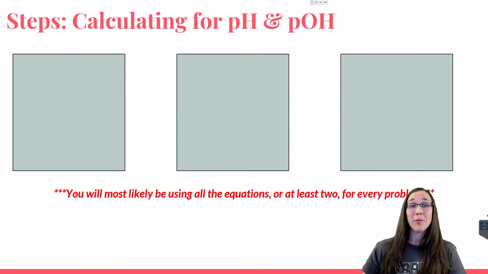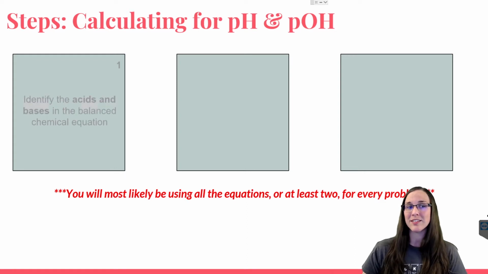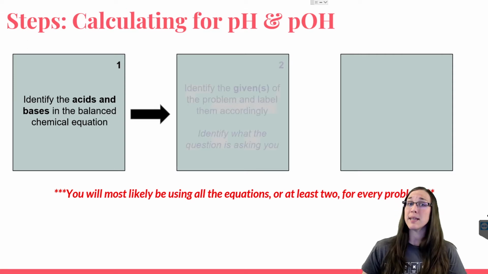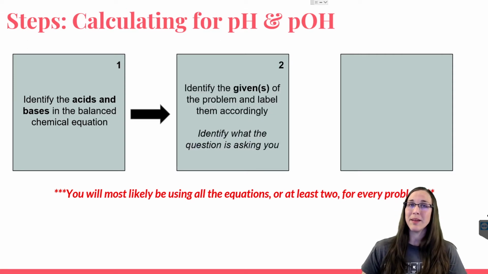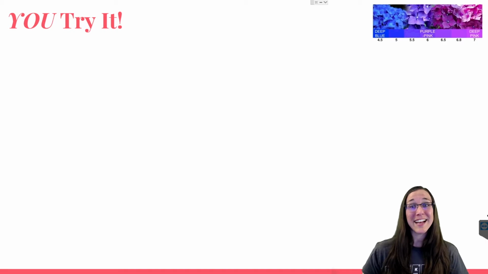Before I have you jump in and try one on your own, here's some basic steps to use when you're calculating for pH and pOH. You'll most likely be using all of the equations, at least 2, for every problem in acid-base calculations. Step 1. Identify the acids and bases in the balanced chemical equation, if there is one. Step 2. Identify the givens of the problem and label them accordingly. So identify what the question is even asking of you. Is it asking for a concentration of hydronium or hydroxide? Is it asking for pH or pOH? Step 3, figure out which equation to use and plug and chug into the applicable acid-base equation from the list I gave you. All right, it's time for you to try this acid-base calculation.